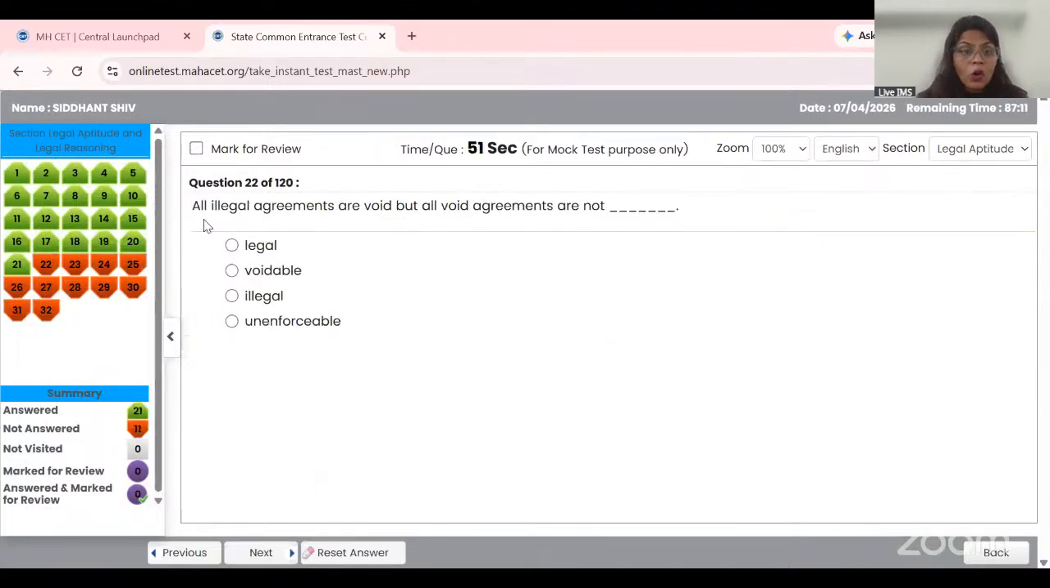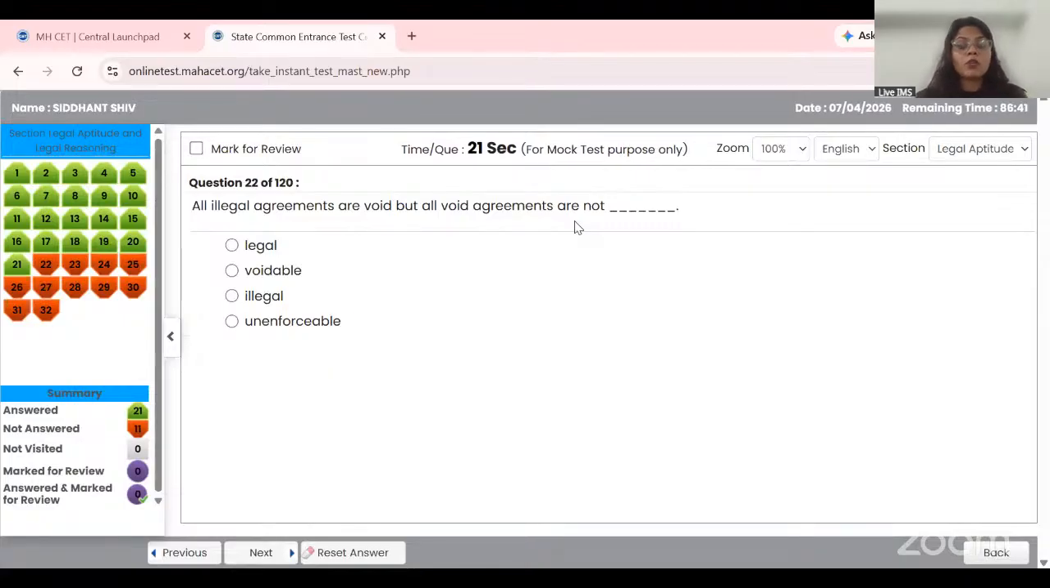Next question. All illegal agreements are void, but all void agreements are not. So try to understand it. When we talk about void agreement, an agreement can be void for multiple reasons. Okay. There can be an illegal act. So let's say you and I enter into an agreement to kill someone or to commit some act which is not allowed by law or which is illegal by law, maybe for smuggling or anything. So that becomes an illegal agreement.